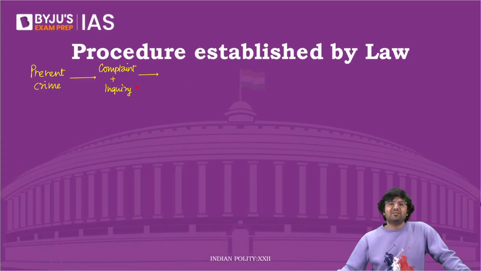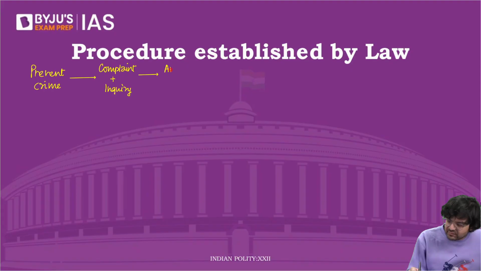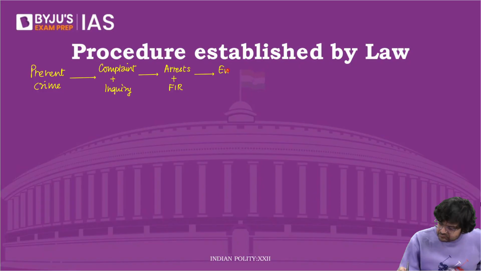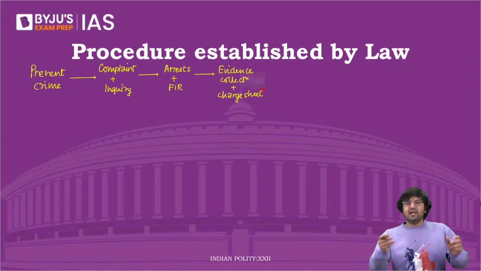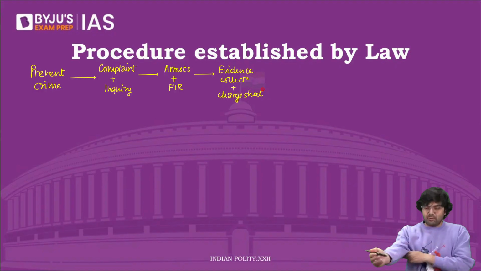Once the inquiry has been conducted, then what do you do? Then you start making some arrests, file an FIR. Once this is done, you start collecting more evidences. Evidence collection. Plus you file a charge sheet. What is a charge sheet? Charge sheet is what? The list of all the allegations against you. List of all the laws you have allegedly broken, supposedly broken.